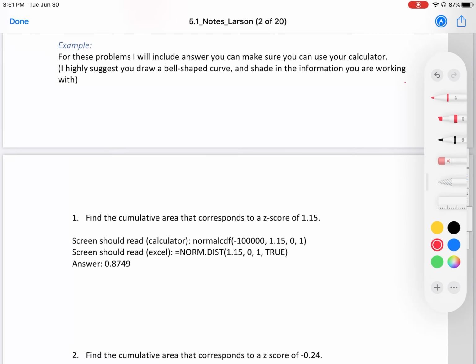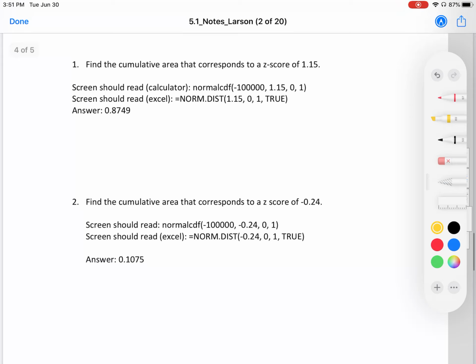For these problems, I'll include an answer. You can make sure that you can use your calculator or Excel, but I think it's super important that you're comfortable with drawing your bell-shaped curve. That will keep you from making silly mistakes, because I feel like the hardest part of this course is reading the problem and taking in the information. So let's go ahead and work these problems out. Your answers are written. Make sure you know how to punch them into Excel or your calculator.